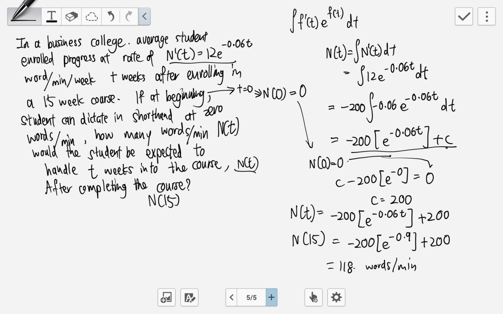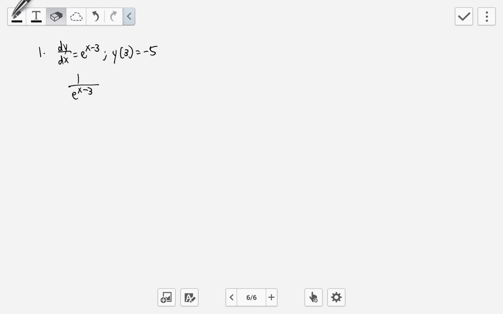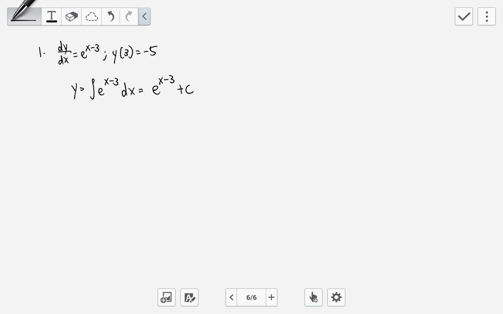Okay, then the last question, solving differential equation. Find the particular solution for each of these equations. So dy/dx equals e^(x-3) when y(3) equals minus 5. So to find the particular solution, I integrate. So my y is equal to the integral of e^(x-3) dx. When I differentiate this, I get 1, so my answer is just e^(x-3) plus c.